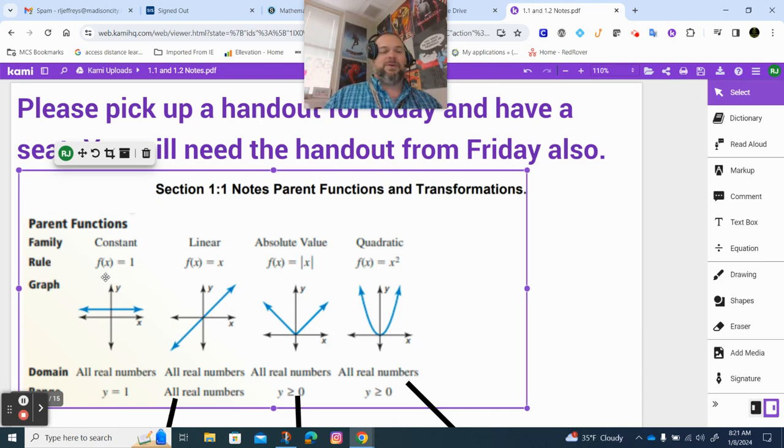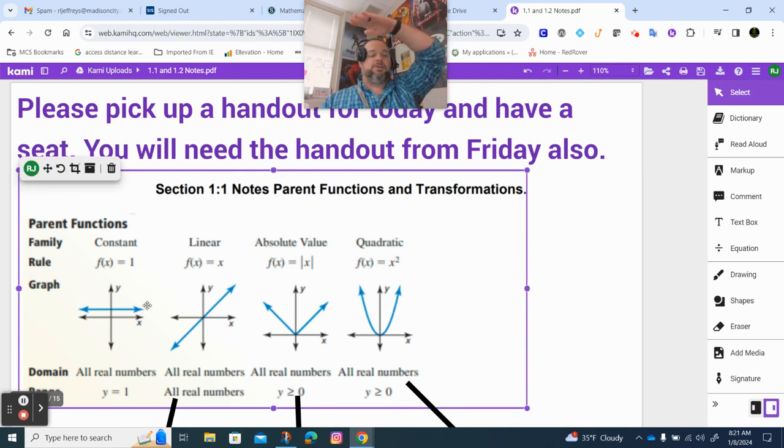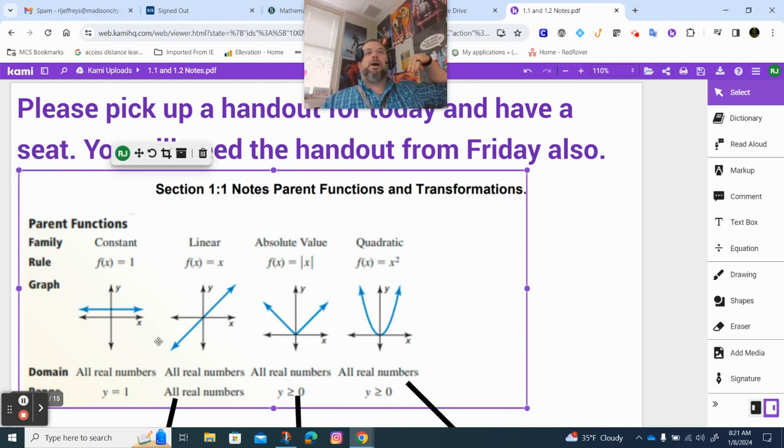Now let's do the other way. All right. A constant. It's just straight across. It's horizontal. All right. Linear. It makes a what? Yeah. Say it. It's like a straight line, right? Yeah. Absolute value makes a V.